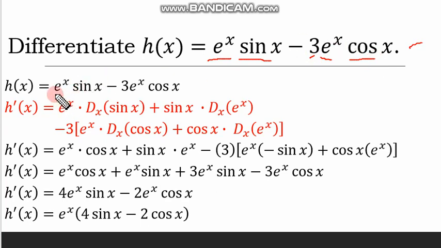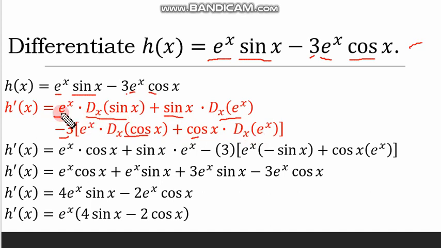Okay, let's start. So e raised to x and sine x. So e raised to x times the derivative of the second function, sine x, plus the second function, sine x, times the derivative of the first function, d/dx of e raised to x. Next is that's one. 3 e raised to x times cosine x. So it's negative 3 here, our constant, and then we will use the product rule. E raised to x times the derivative of the second function, d/dx of cosine x, and then plus cosine x times the derivative of the first function, d/dx of e raised to x.